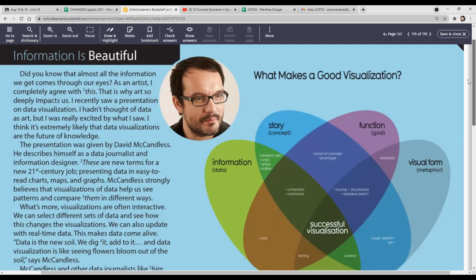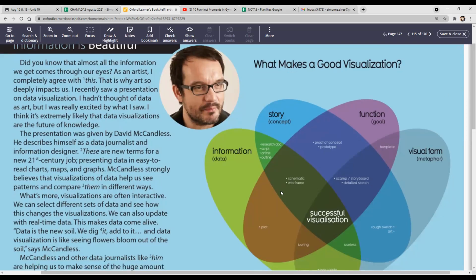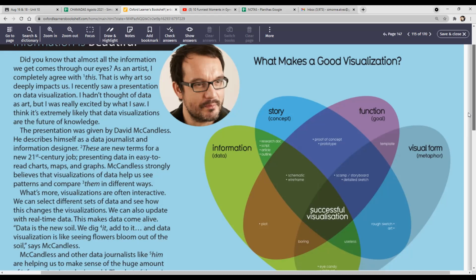Okay. So here we have some aspects that he mentions. We have information, story, function, and visual form. And then here in the middle, we have successful visualization. All right, people. There are some subtopics here that also cooperate to create good visualization. Right? So let's take a look at the text.